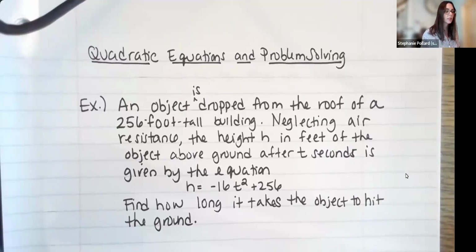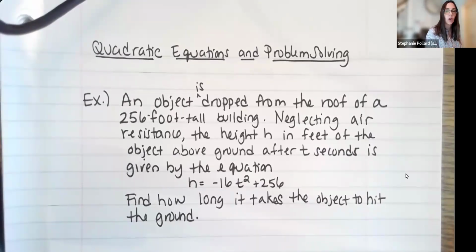or thrown objects. So let's say an object is dropped from the roof of a 256-foot tall building. Neglecting air resistance, the height h in feet of the object above the ground after t seconds is given by the following equation. H equals negative 16 t squared plus 256. Find how long it takes the object to hit the ground.